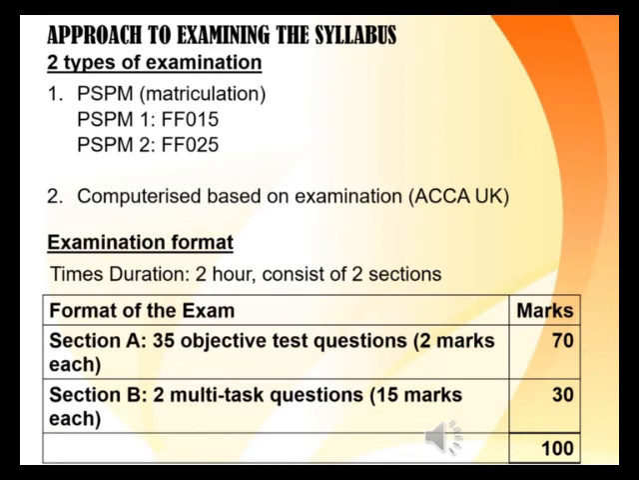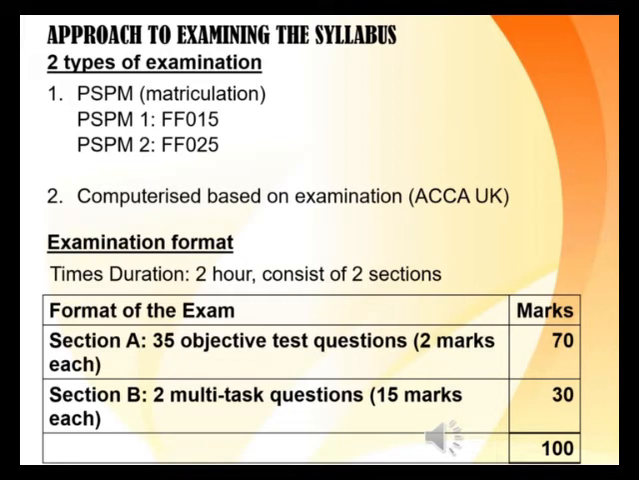Approach to examining the syllabus. You have two types of examination. One is the matriculation exam, which is PSPM. You will attempt two: one for semester 1, FF015, and one for semester 2, FF025. Then you will also sit for the computer-based examination, CBE, given by ACCA. This is the exam that you need to complete in order to become a qualified professional accountant.